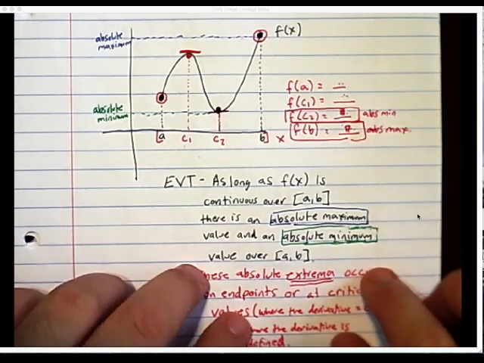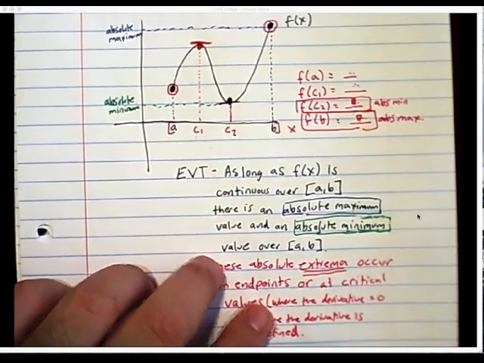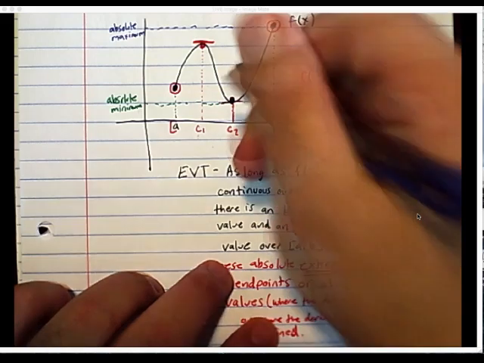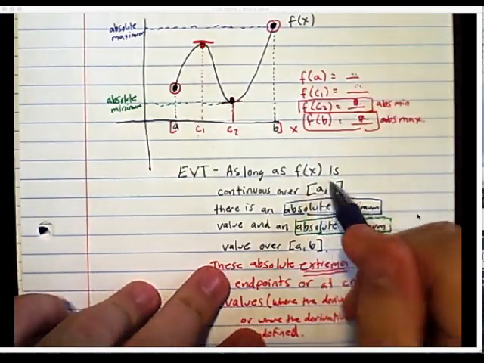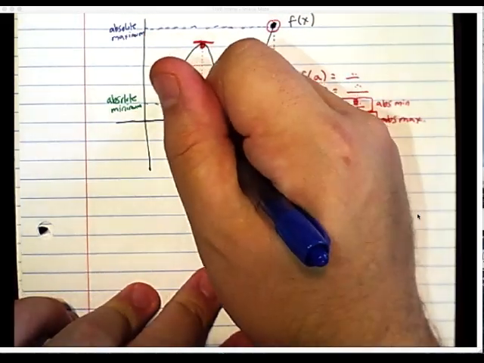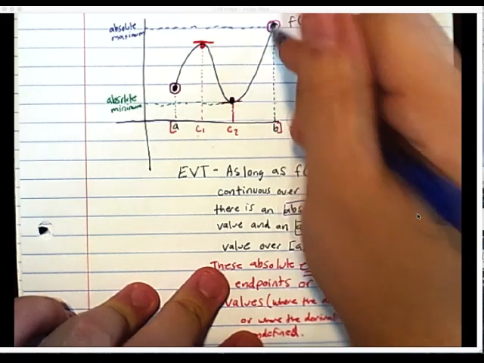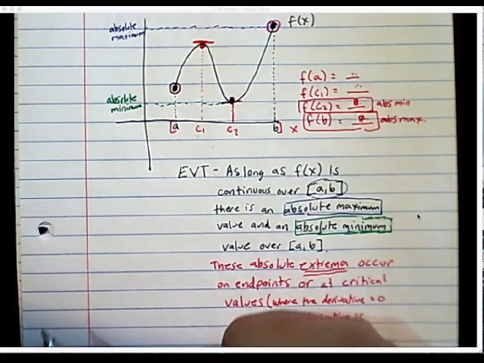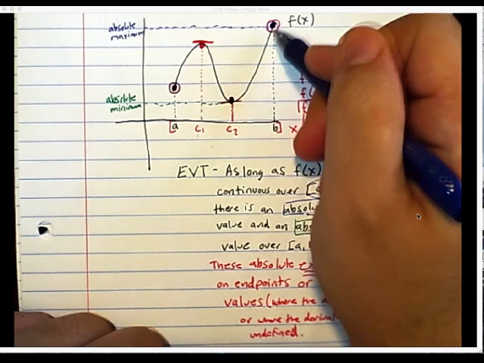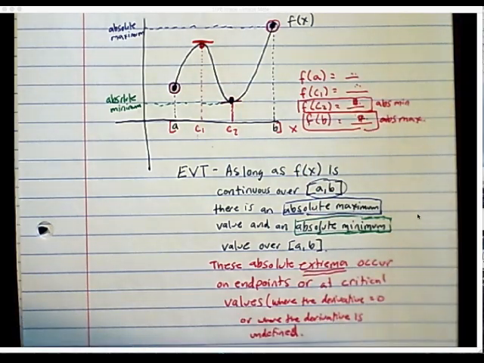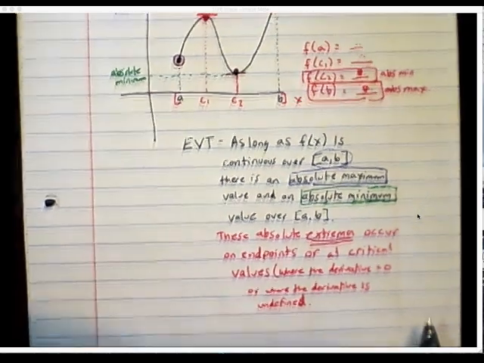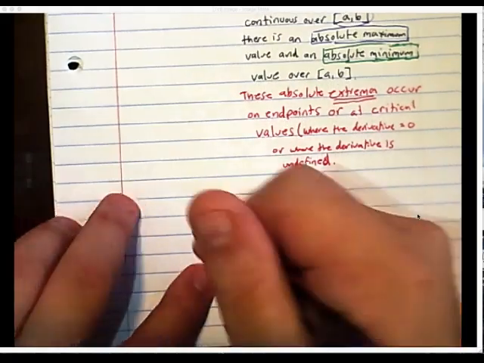So the EVT is very powerful, okay, but it's got to meet these two conditions. It's got to be a closed interval, okay, so these have to be filled-in dots, they can't be open circles, okay, and the function has to be continuous. Let me show you another example of why the closed interval makes a difference.